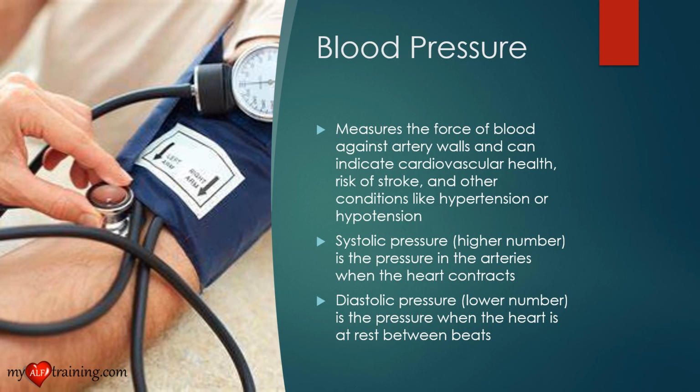Systolic pressure is the higher number or the number on top, and this is the pressure in the arteries when the heart contracts. Diastolic pressure, or the lower number, the number on the bottom, is the pressure when the heart is at rest between beats.